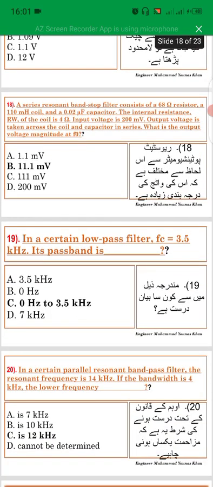A series resonant band stop filter consists of a 68 ohm resistor, a 110 mH coil and a 0.02 microfarad capacitor. The internal resistance RW of the coil is 4 ohm. Input voltage is 1200 mV. Output voltage is taken across the coil and capacitor in series. What is the output voltage magnitude at F0? 11.1 mV.